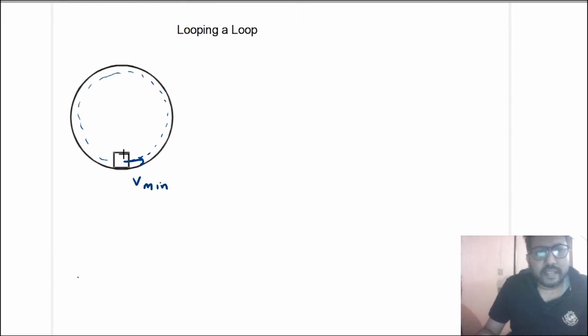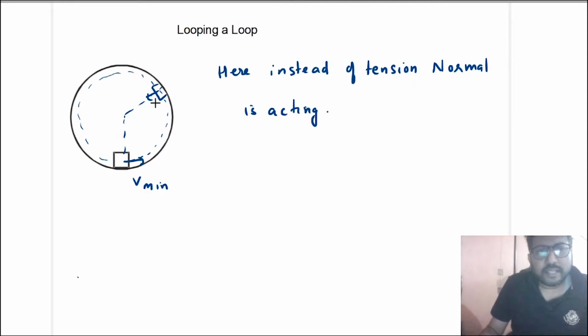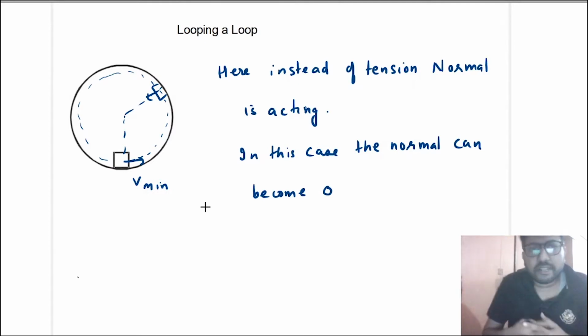So in this case again, instead of tension, normal is acting. So in this case the normal can become 0. In this case there is no tension but there is normal.